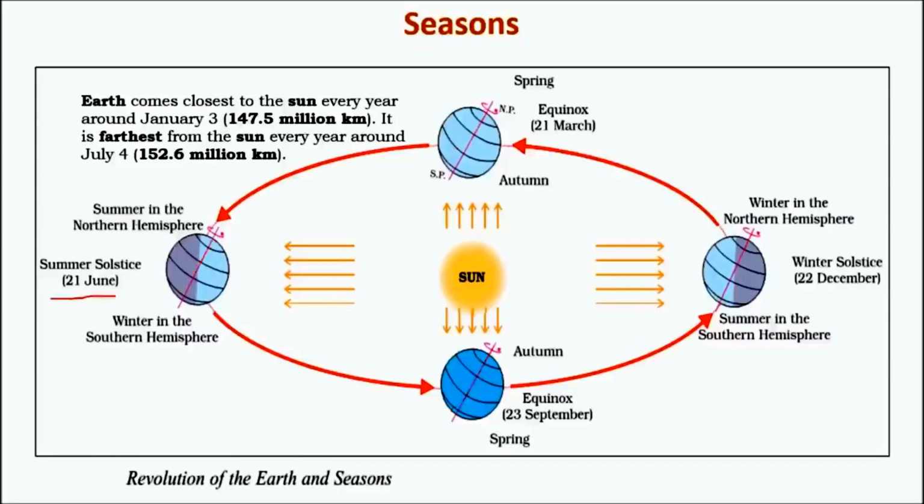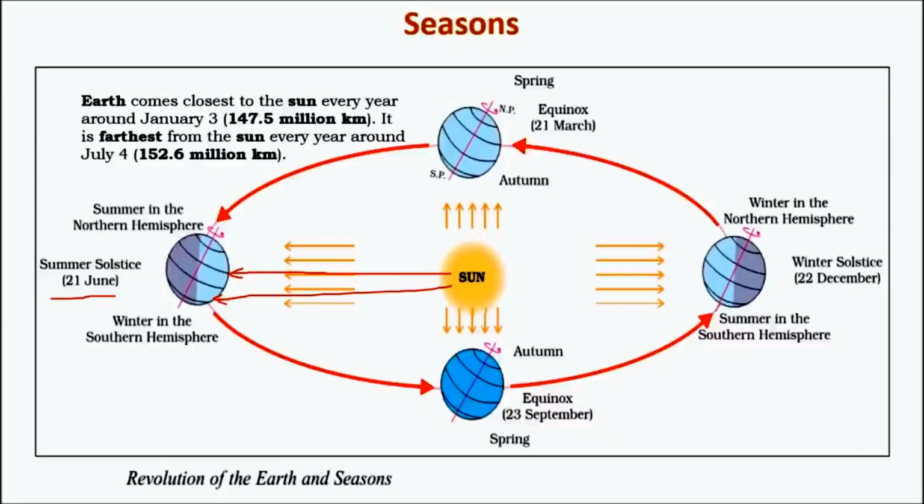On 21st June, that is when the northern hemisphere is facing the sun, the northern hemisphere receives direct sunlight due to this tilted position. Otherwise, the equator would have to receive direct sunlight as it is the central part of the Earth. But due to this tilt, the northern hemisphere faces the direct sunlight, and the southern hemisphere and the equator receive slightly slant sun rays.